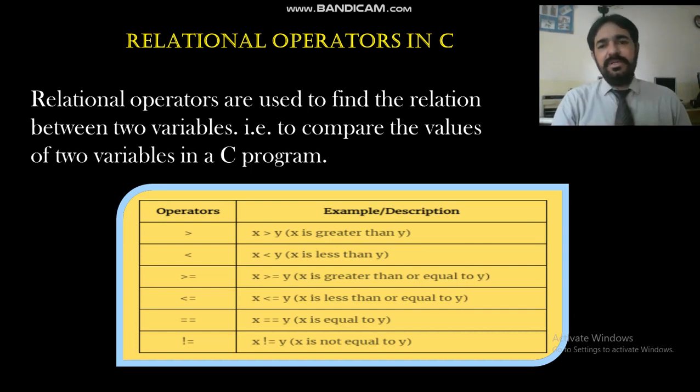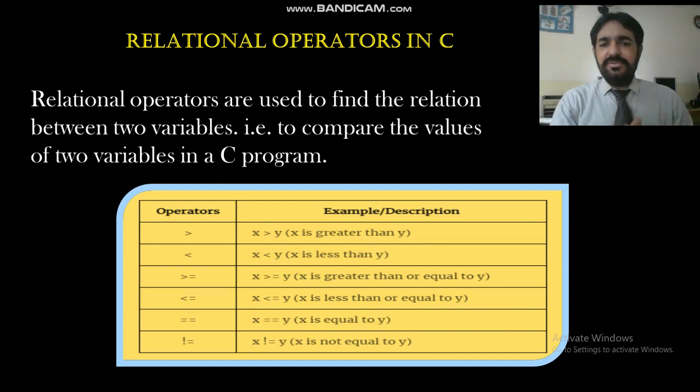Normally these operators we also utilize in our daily routine life. For example, if we are comparing something, it is greater than someone, less than someone, equal to someone, not equal to someone. Mostly we compare these things in our daily routine life. We compare things, we compare persons, we compare events, we compare any kind of data with anything. Just similarly, we also use relational operators in our C language.